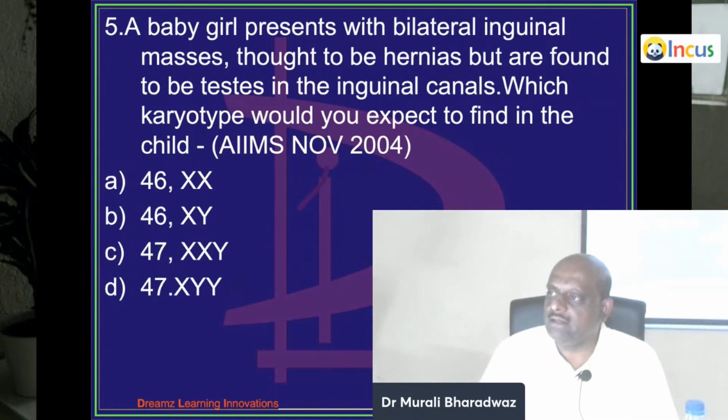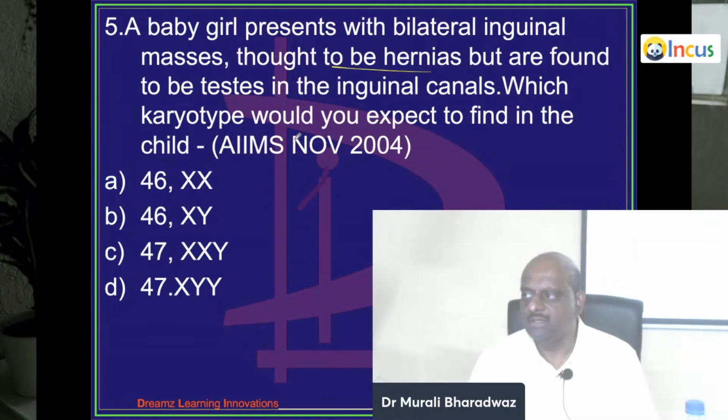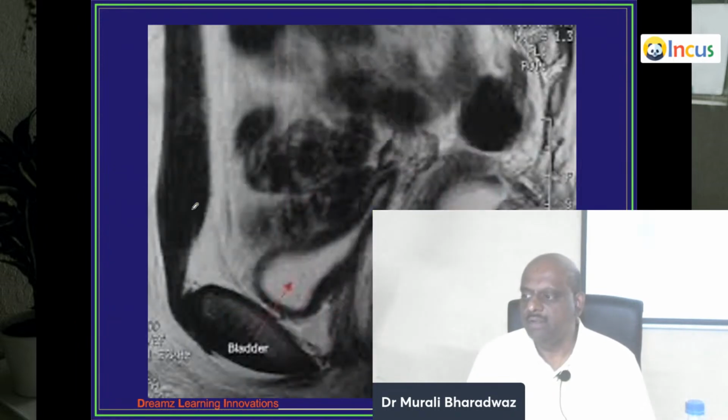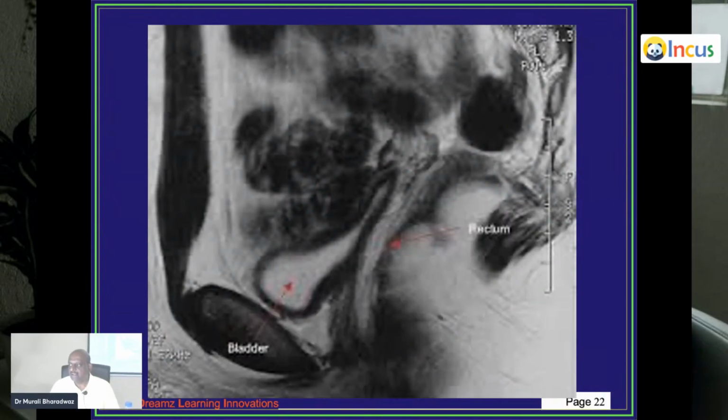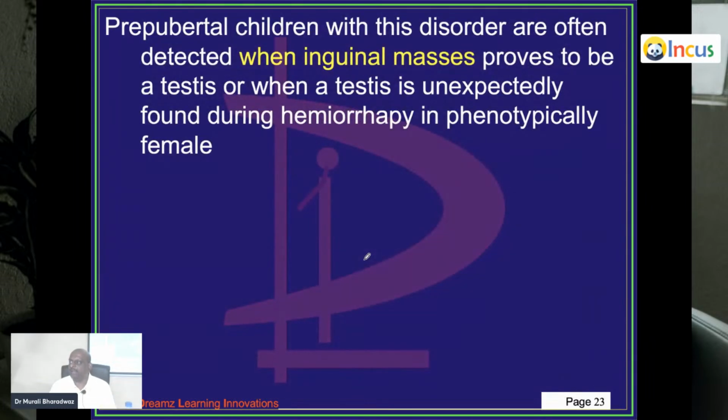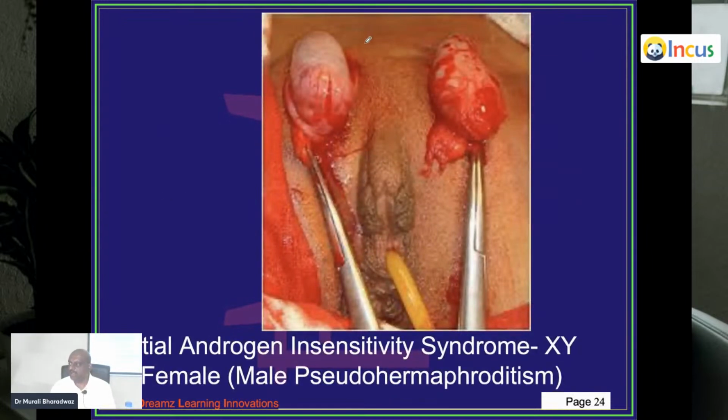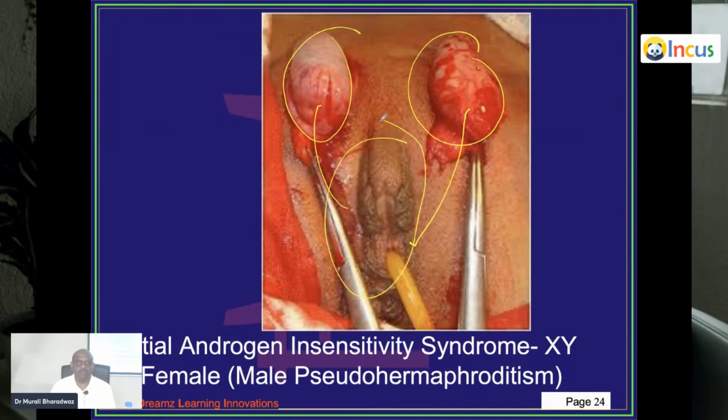Now, a baby girl, once more, bilateral inguinal mass, thought to be hernias. What karyotype? XY. So this is how typically the bladder, the rectum, right, and with inguinal masses. So these are the typical testes which are not yet descended and a blind ending pouch like vagina.